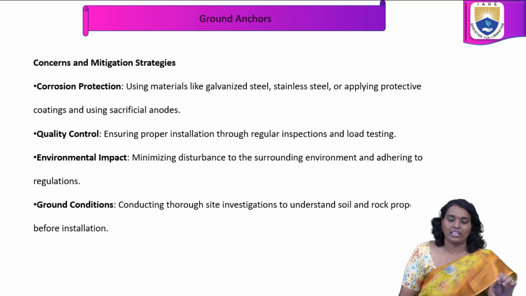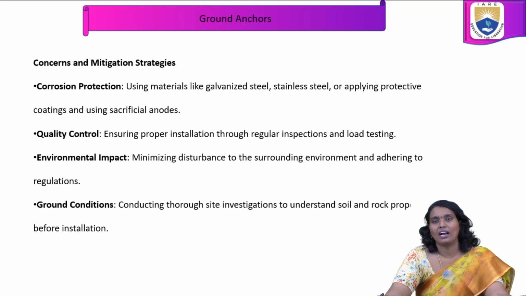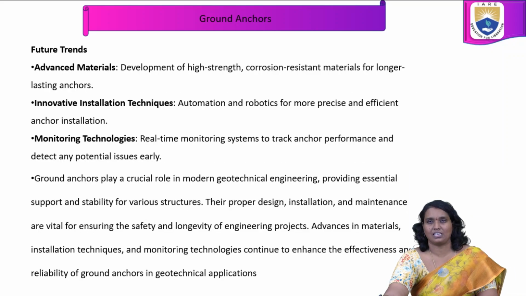In these concerns and mitigation strategies, corrosion protection using materials like galvanized steel, stainless steel, applying protective coatings and using sacrificial anodes. In quality control, ensuring proper installation through regular inspections and load testing. In environmental impact, minimizing the disturbance to the surrounding environment and adhering to the regulations. In ground conditions, conducting thorough site investigations to understand soil and rock properties before installation.